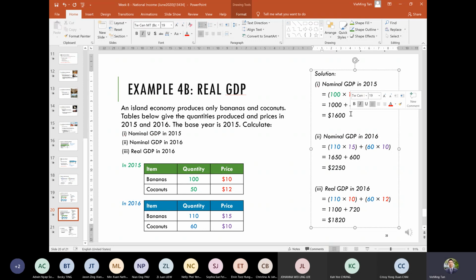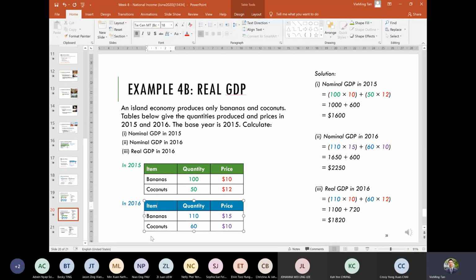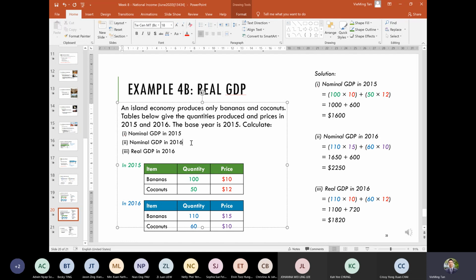Okay, part 2. Part 2 is calculate the nominal GDP in 2016. So that means we just need to focus on this blue table, the second table only. The first table can be ignored. We have to use the 2016 price and quantity in order to calculate the GDP in 2016. For banana, the GDP calculation is 110 multiplied by 15, substituted here. Coconut is 60 multiplied by 10, substituted here. Simplify, you'll get 2250. That's part 2.